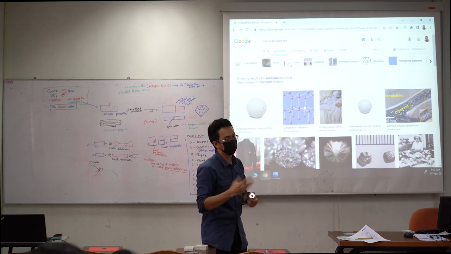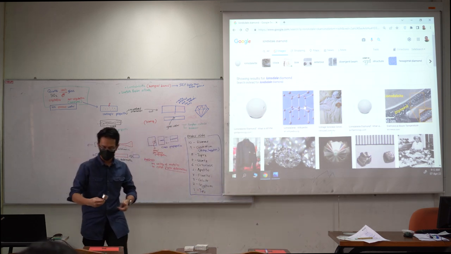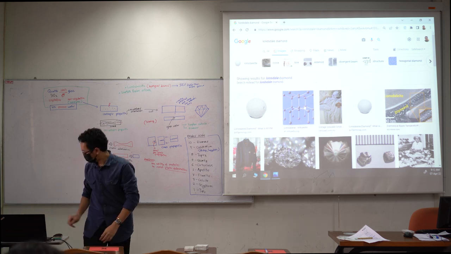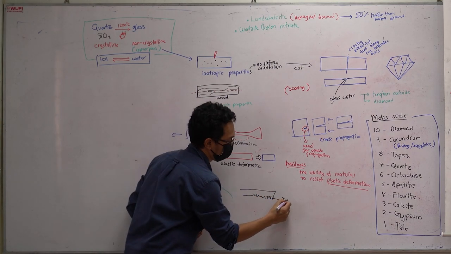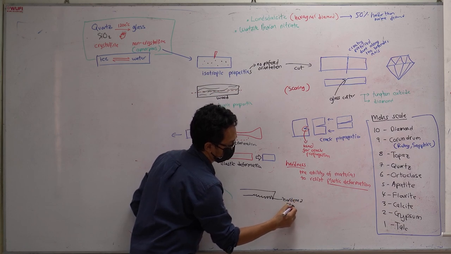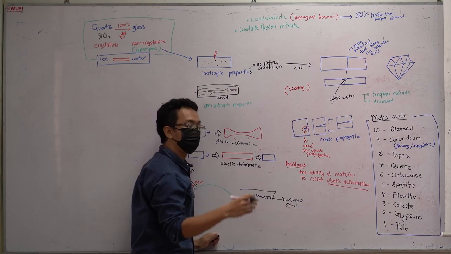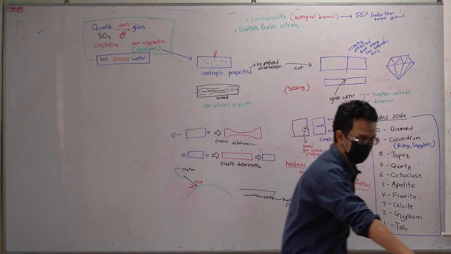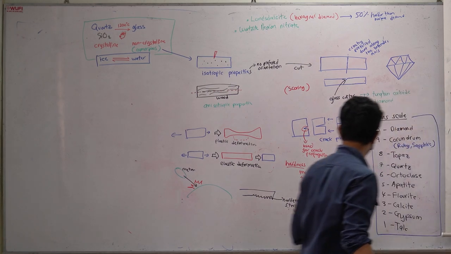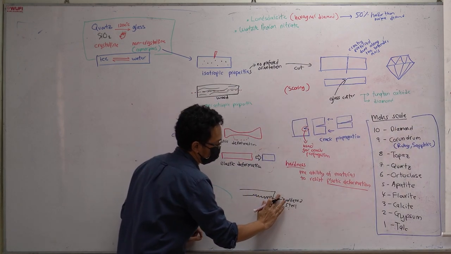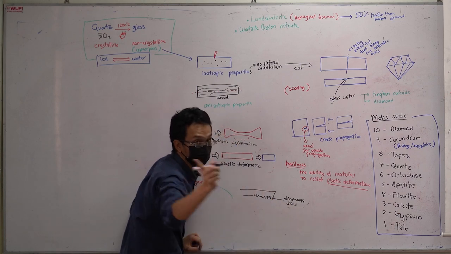A normal cutter, a normal saw, uses hardened steel. But this steel is not as hard as diamond. So if you want to cut something harder, for example this tile, if I want to cut this tile in half, I cannot use a normal saw. I need to use a diamond saw. So that is the diamond saw that you want to see.